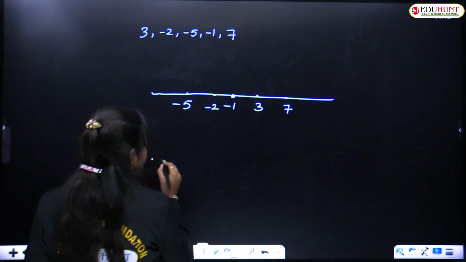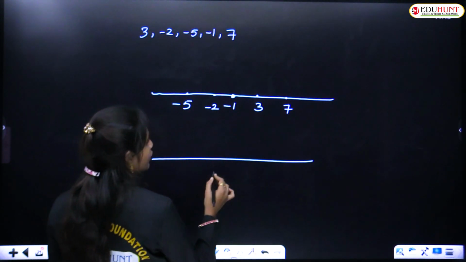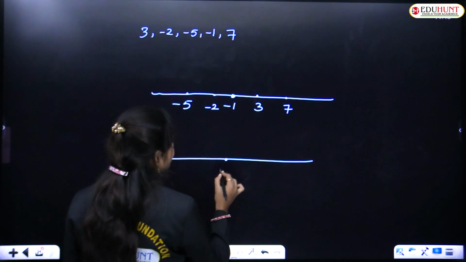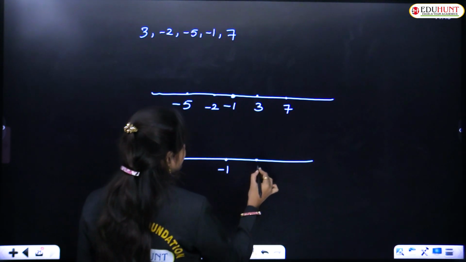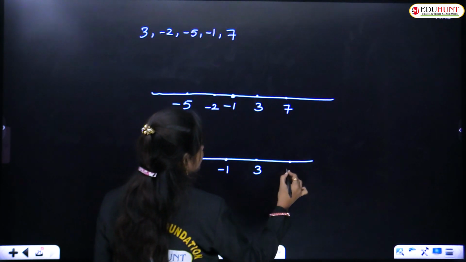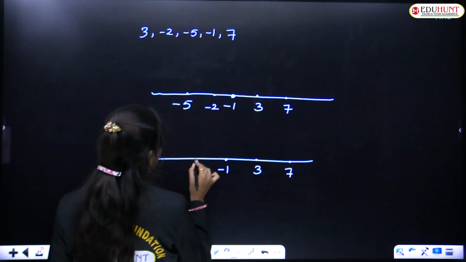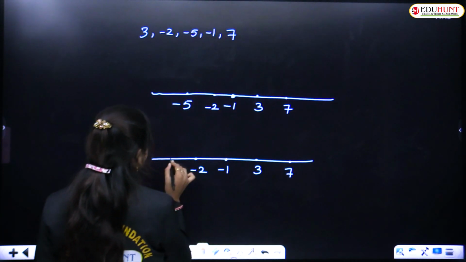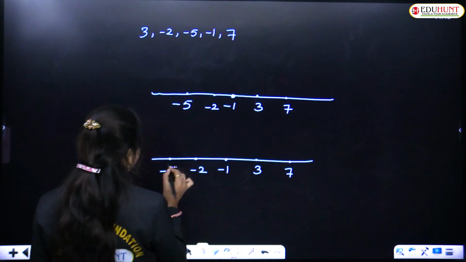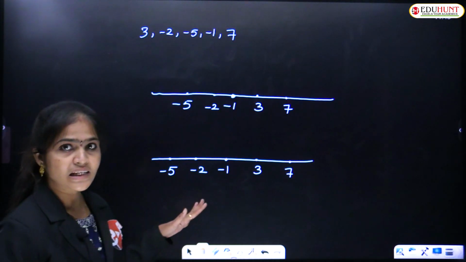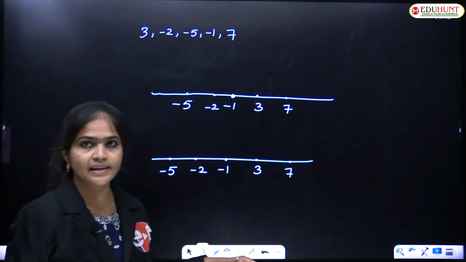So after that representation, again I am drawing the same thing here, just observe that. Minus 5, minus 2, minus 1, 3, 7. So by using this number line, I will tell you how to write the intervals.